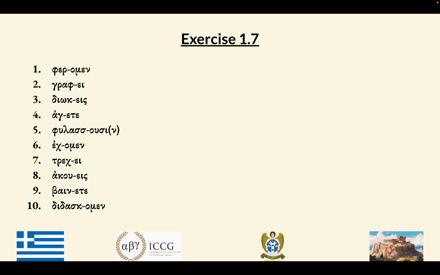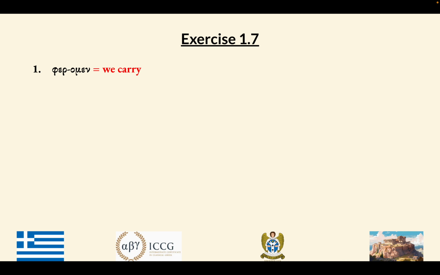Okay, so if we take number 1 as an example, the stem is pher. And if you look up phero in the dictionary at the back, you'll see that it means carry. Phero is I carry. If you chop off the omega at the end, you get pher as the stem. Right, so we know it's something to do with carrying. Then look at the second half after the hyphen. You have omen. So if you don't know who would be the subject of omen, look at the table of present tense verb endings. You will find that omen is first person plural. It means we. So pheromen means we carry.